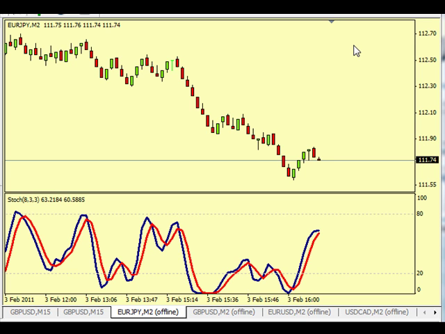It's Thursday, February the 3rd. So I'm looking at a potential trade here. Some hidden divergence. I need a crossover of the stochastics.